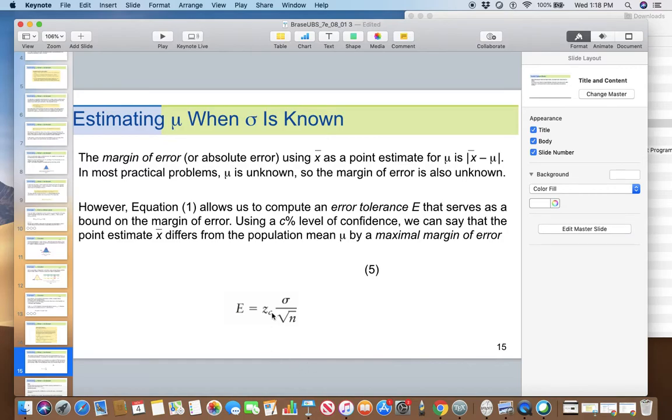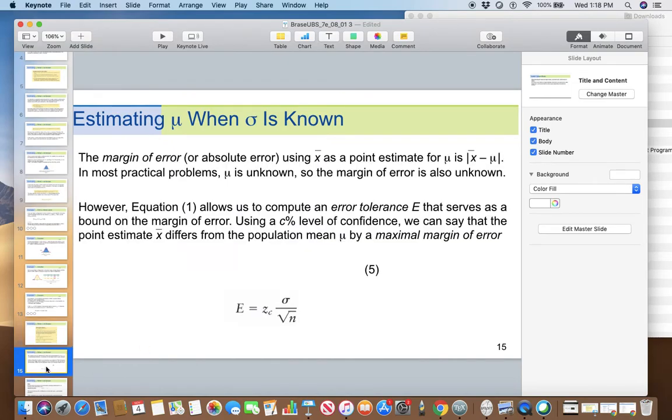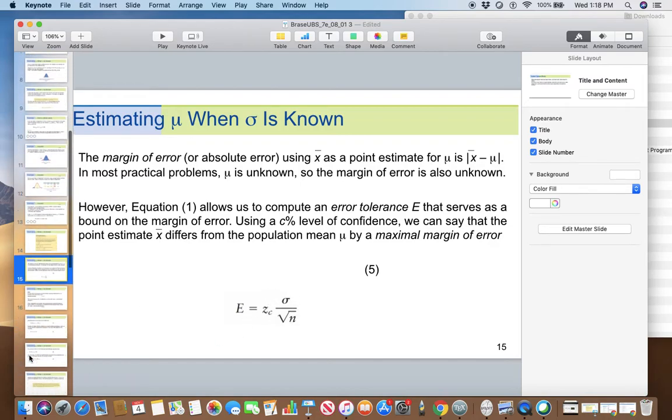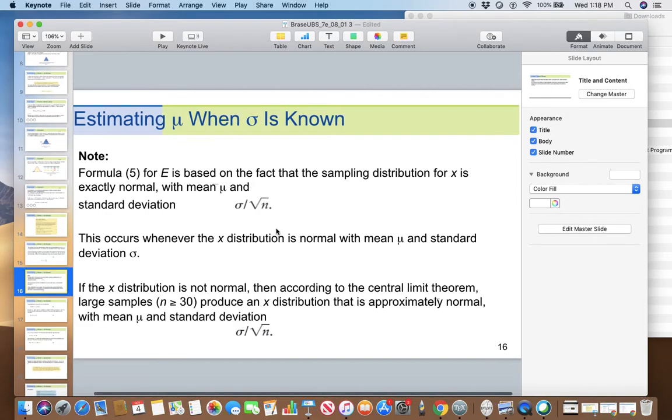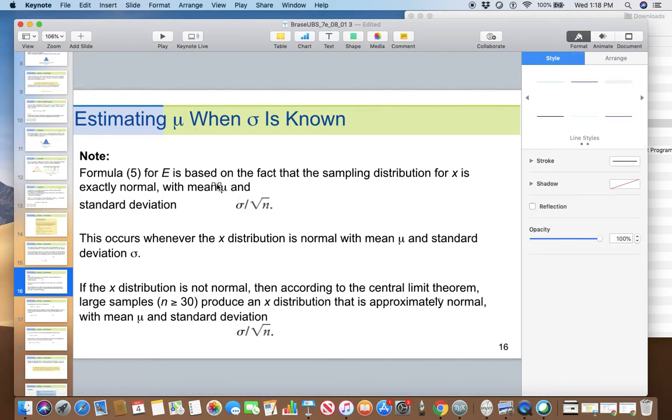Where did this formula come from? Look at the previous slide. You see, we cleared the denominator. That quantity is the maximum error we allow ourselves. This is based on sigma over square root n, which is the standard deviation of the X bar distribution.